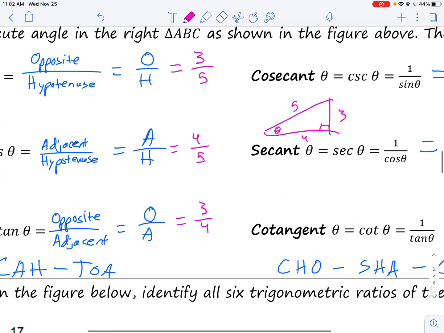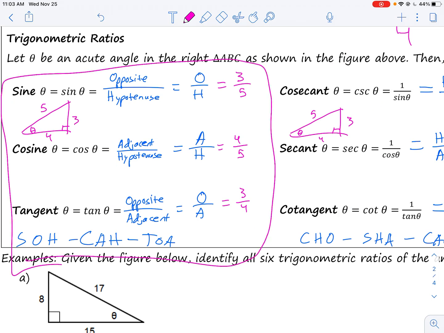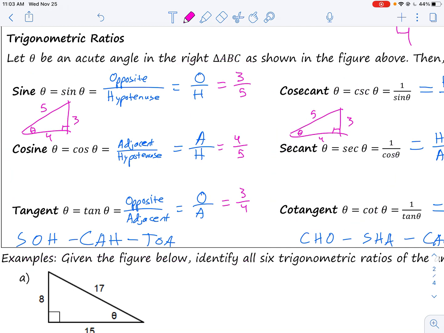Mainly, if you memorize that these over here are just these upside down, that'll do you really well. Memorize these ones. We're going to use them way more than these ones. So if you're trying to prioritize your time, focus on these ones. We use them, not so much these ones. But you need to know that these exist and how they relate to the other ones.